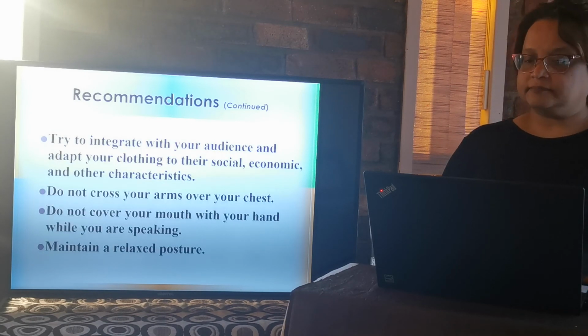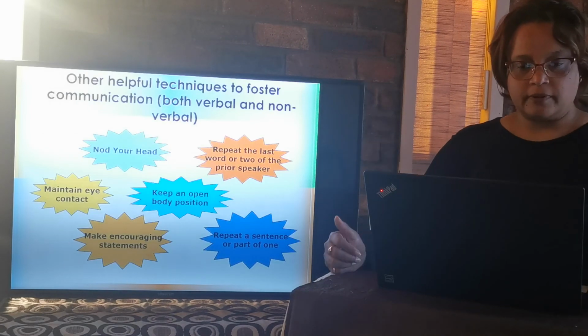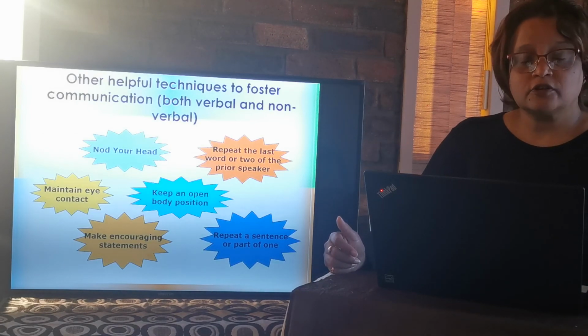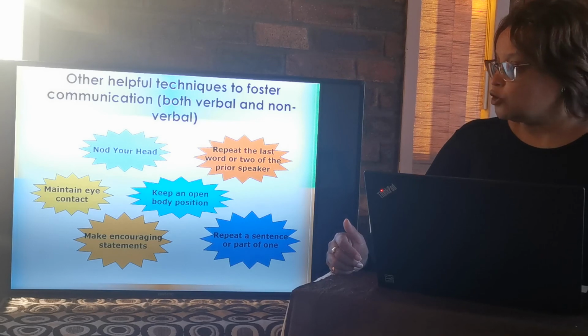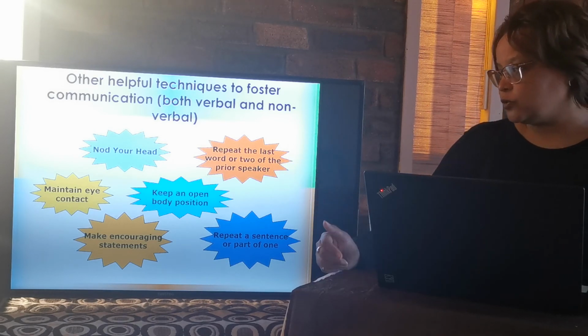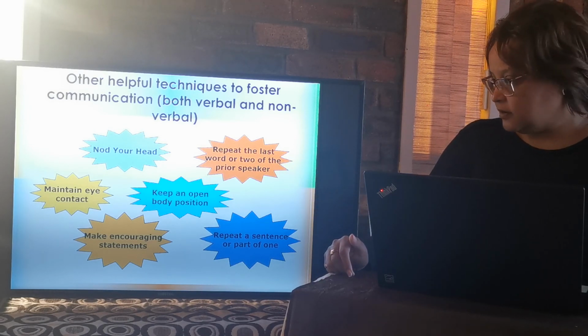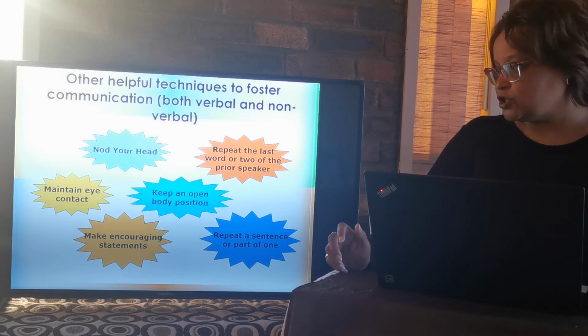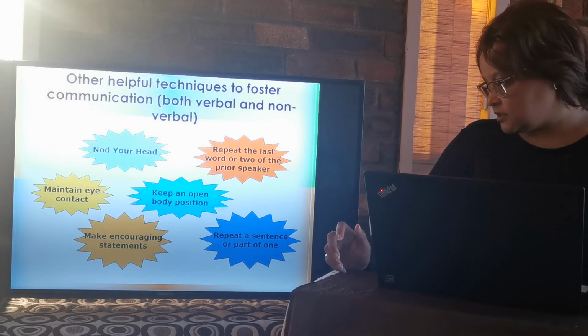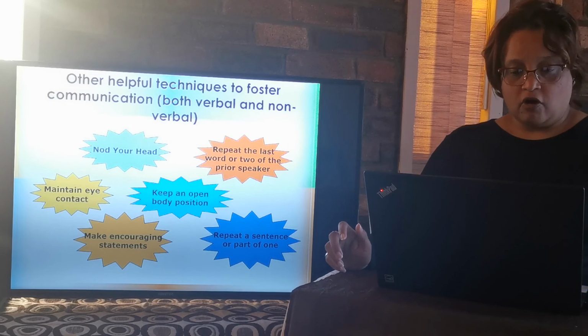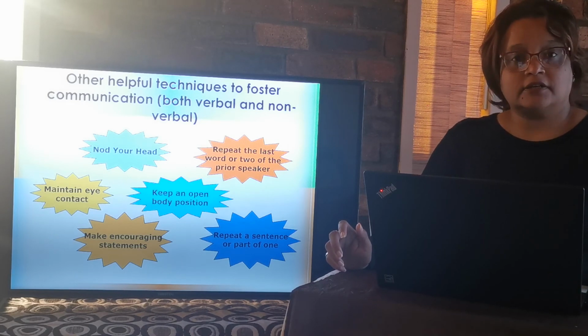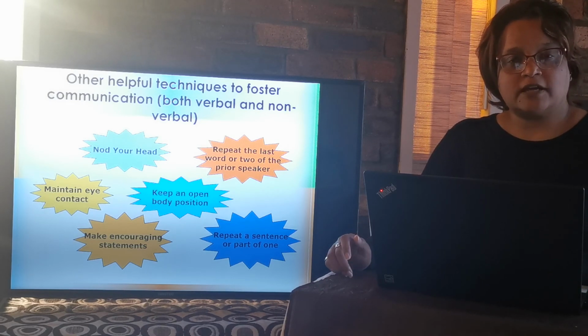And lastly, sum it up. Other helpful techniques to foster communication, both verbal and non-verbal: nod your head, repeat the last word or two of the prior speaker. Keep an open body position, maintain eye contact, like we said. Repeat the sentence part of one and make encouraging statements. I want to say well done.